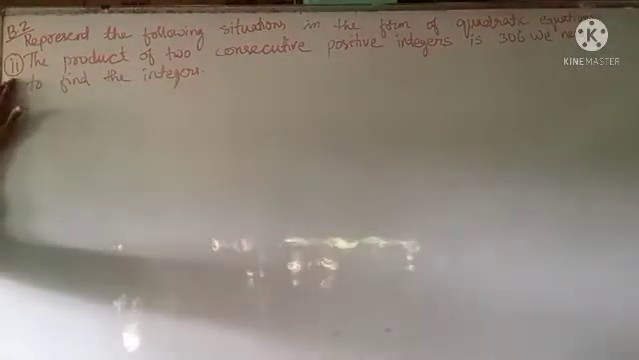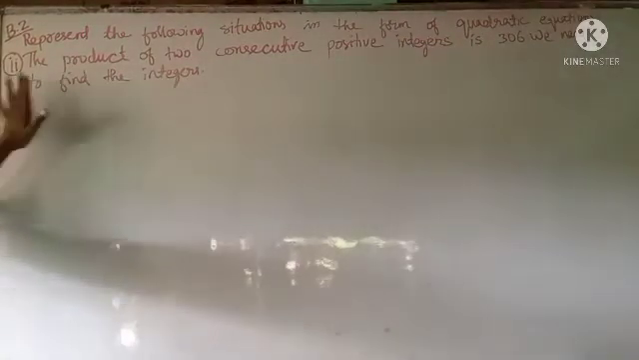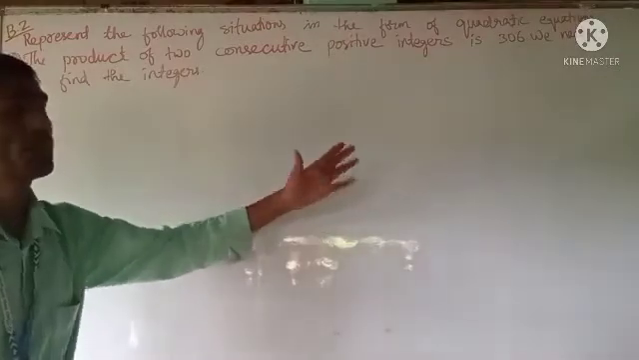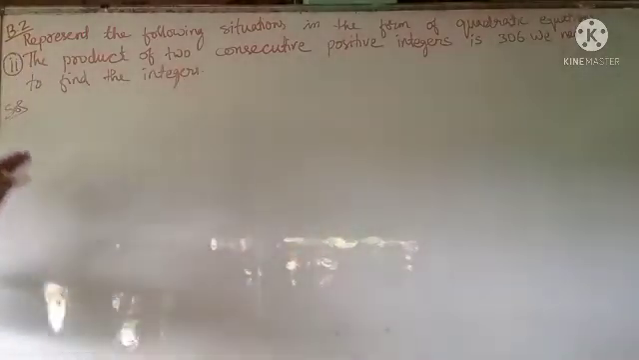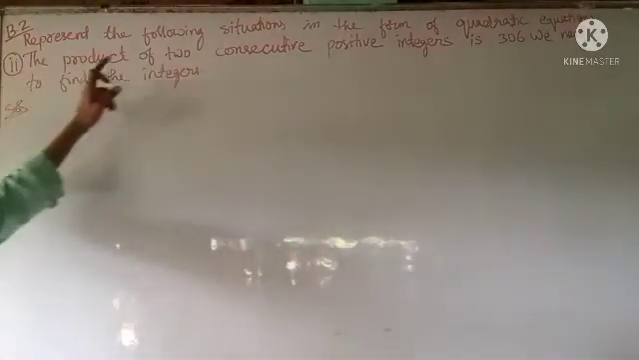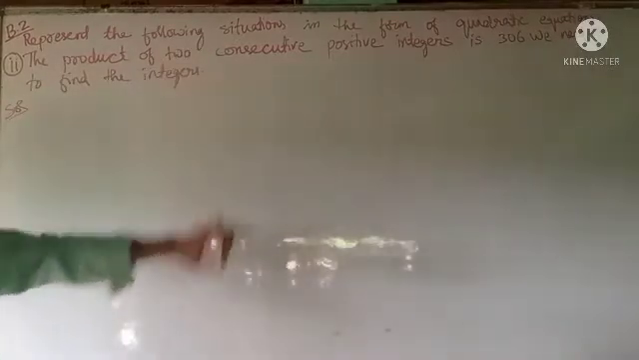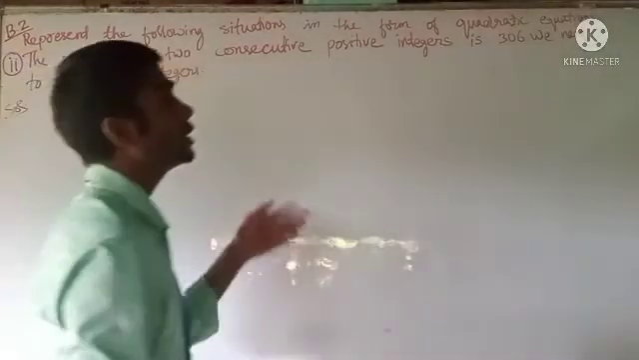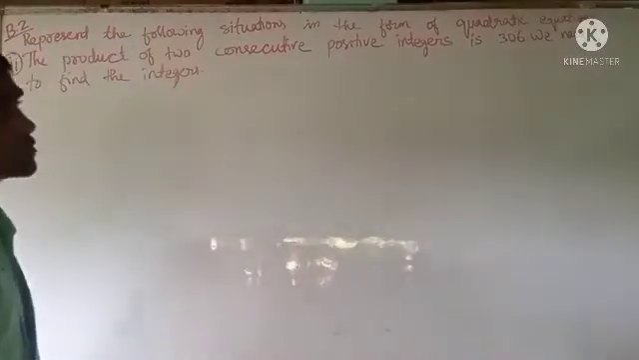Option number 2 here I have taken. Option number 1 is the same as the example that I have shown you, that is about the length and breadth. Now let me show you question number 2. The product of two consecutive positive integers is 306. We need to find the integers.